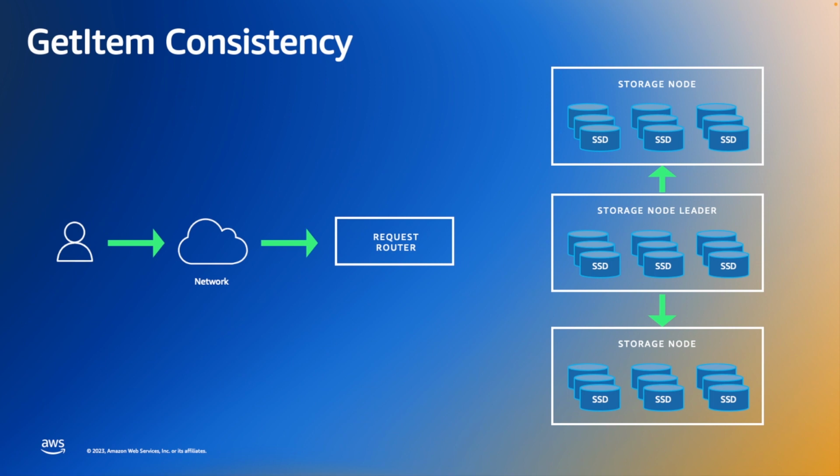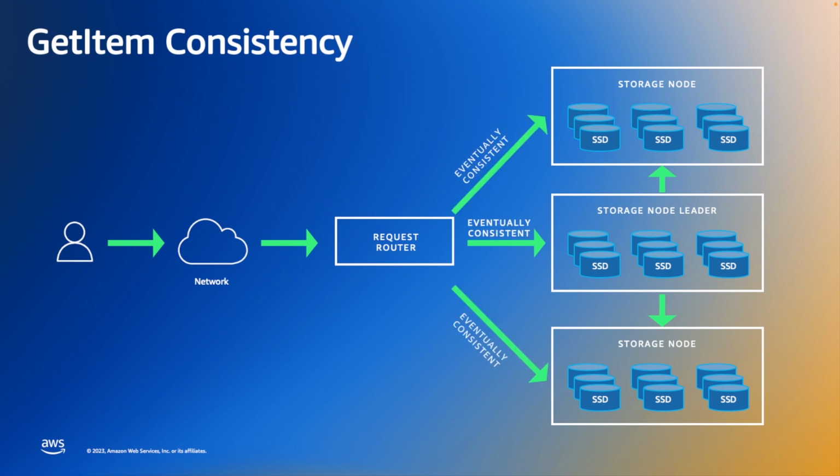Well, with GetItem, we're going to send a request to the network. It's going to make itself to a request router. And let's say you're doing a strong consistent read. So with a strong consistent read, we are going to find the storage node leader. So only one of the 3 copies of your data, one of the 3 replicas, one of the 3 copies of your partitions data, one of the 3 storage nodes. There's a lot of different ways to say the same thing, and each of those statements is essentially the same. Only one of those is going to be the leader. And so when you do a strong read, we're going to find that leader and retrieve the data.